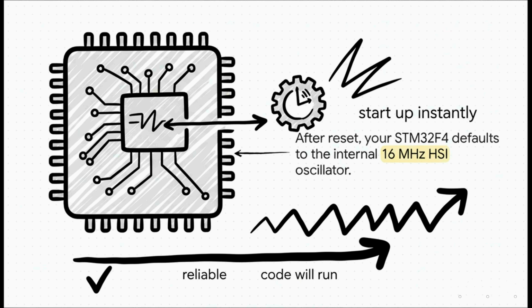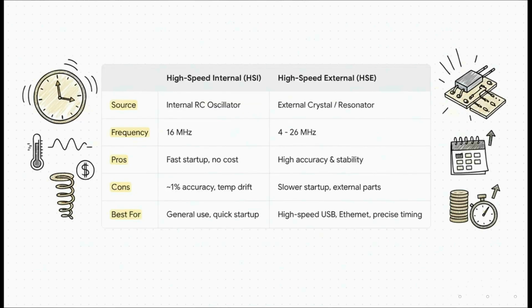Now, it's not super accurate, but it's dependable, it starts up instantly, and it guarantees your code runs right out of the box. So this leads us to our first big decision. Stick with the internal HSI or go with an external crystal, the HSE. The HSI is great. It's free, it's built in, it starts fast. But its frequency can drift with temperature and it's only accurate to about 1%. That's totally fine for a lot of things.